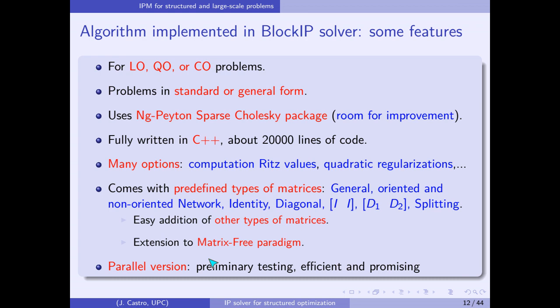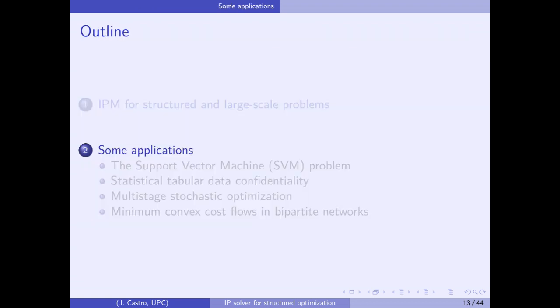Okay, so this was a quick outline of the interior point method we are going to use for the solutions of the following applications. I will mainly focus on the first three, okay? Support vector machines, a data privacy problem, and multistage stochastic optimization. Let's start with the first one. How can support vector machine problems be solved using this particular specialized interior point method?